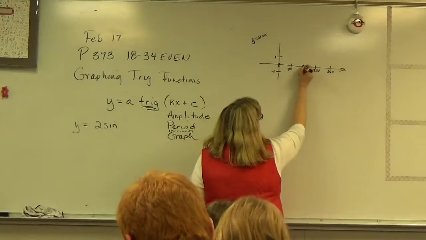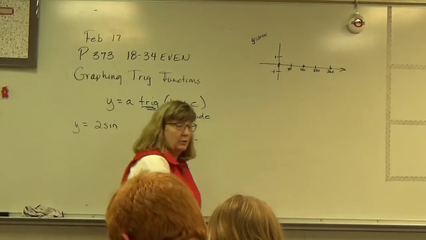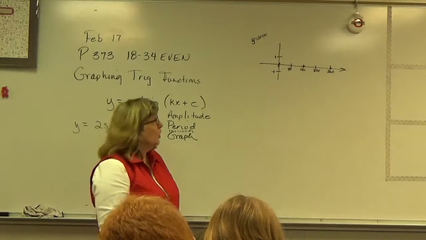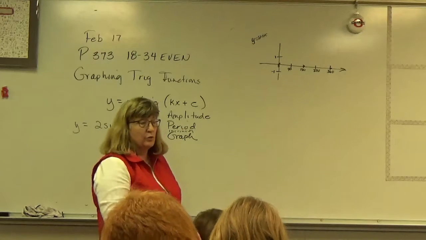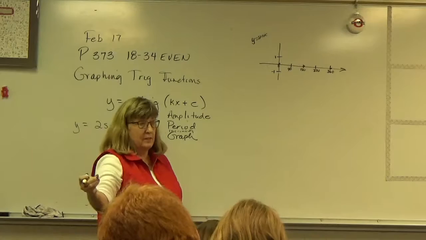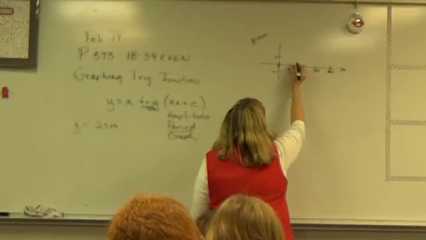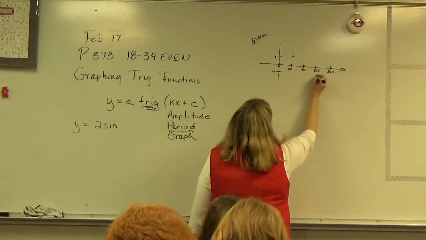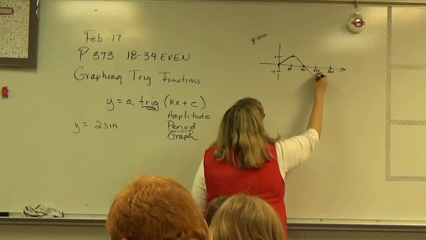At the beginning, the middle, and the end. So I go ahead and do that. Then I call it the quarters. At the quarters, it's up its amplitude and then it's down its amplitude. So in this case, my amplitude is going to be 1 because this is just a normal trig function.